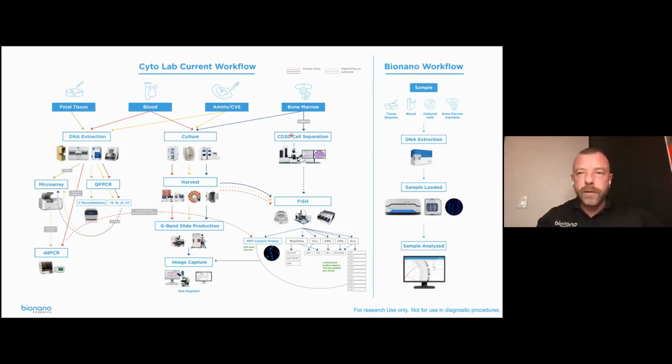And they compared that to the Bionano workflow, where no matter what the sample type, a similar DNA extraction is performed and a similar analysis can be done that shows you the same amount of data from all of these variants. Now, that was the theory. Let me show you how this actually worked out in reality.